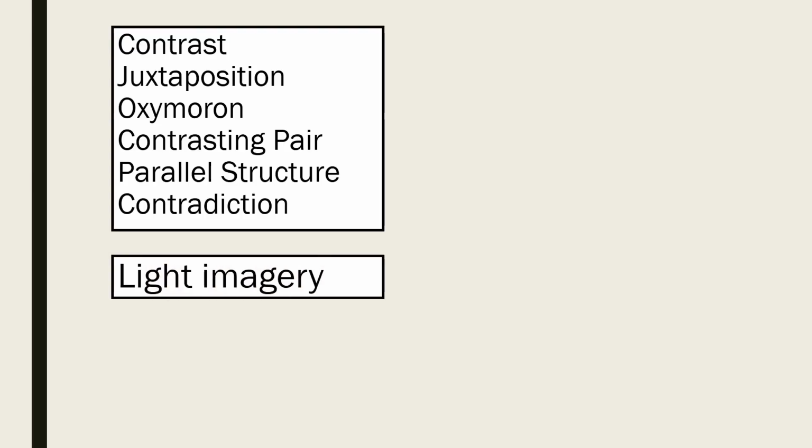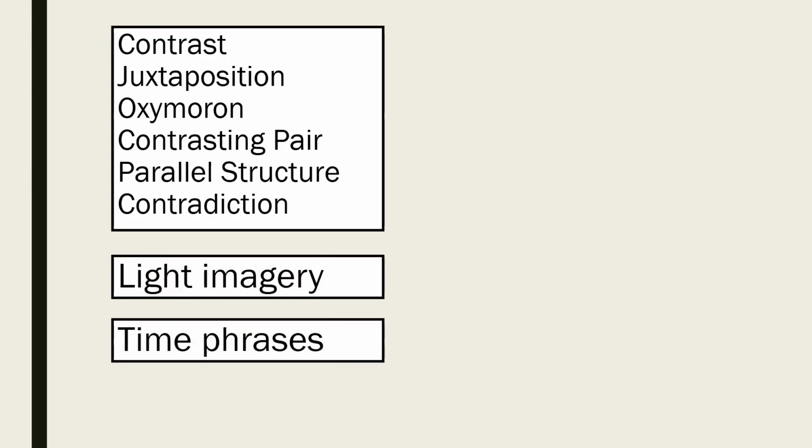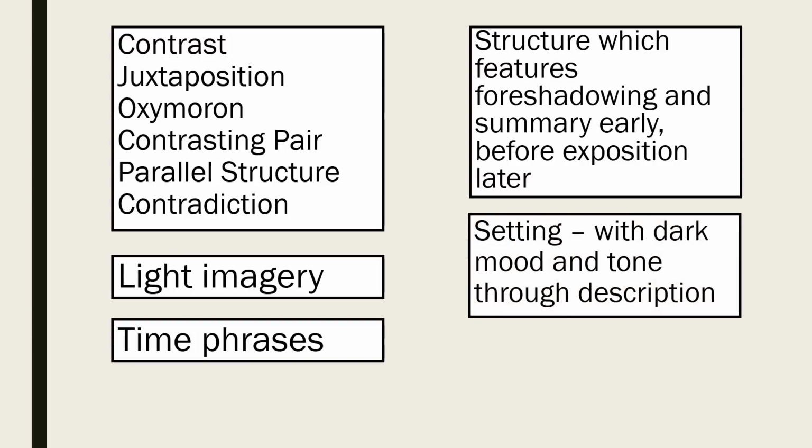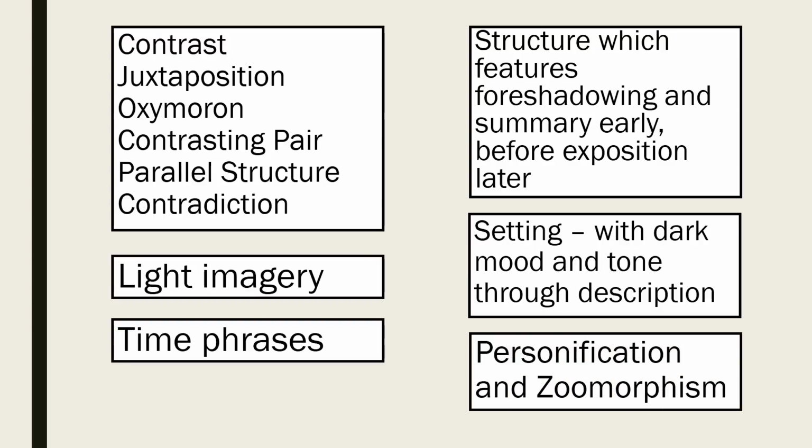We also see a lot of light imagery with Stevenson all the time. Time phrases like "all of a sudden" come up all the time as well. Look for structural features which create a sense of foreshadowing and summary before exposition. We've got that in this passage as well. Setting is going to be massive, and you've just seen that. So do have a look at any setting description and mood that's created through tone and description. Personification, zoomorphism. I put zoomorphism there because London's often described as an animal, not just a person. The crowds are described as growling and so on and so forth.